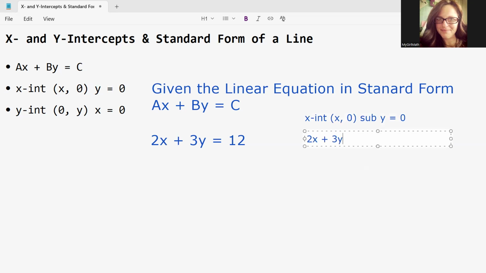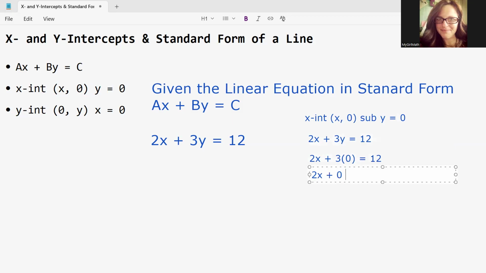So we have our original equation. To find the x-intercept, we're going to substitute 0 in for y. Now we'll solve for x. And we'll divide both sides by 2, and our x-intercept is 6. 6 comma 0 is our x-intercept.